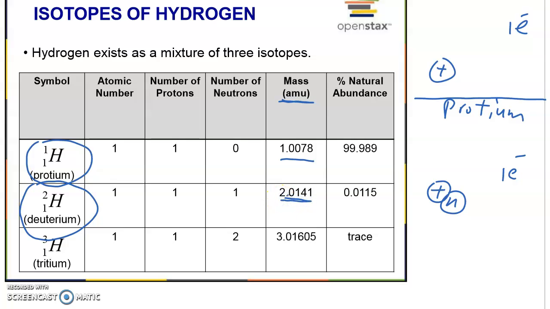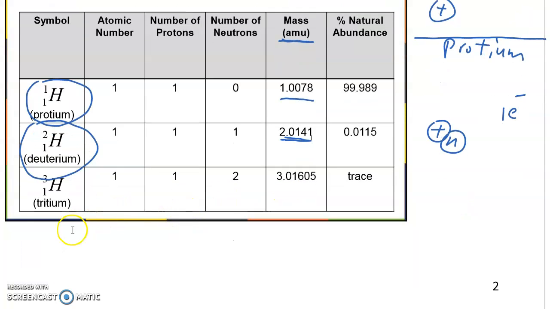Here's the atomic mass. And the third type of isotope for hydrogen is called tritium. And by the way, reacting with oxygen, it is called heavy water. Okay. So about 20 to 30 years ago at Brookhaven National Lab, there was a leak of heavy water.